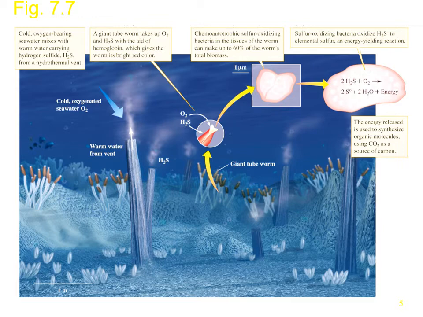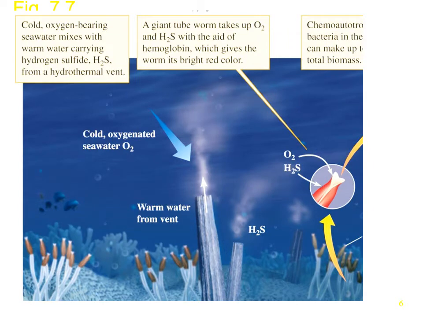This is a figure out of your book, and they're showing you how this ecosystem is structured. Just going to zoom in here, we can see that the nice cold seawater is mixing with this hot water coming out of these ocean vents. And so it's bringing down the temperature of the hot water to something that these organisms can live with. And that water contains hydrogen sulfide, which is coming out of the vents. So the giant tube worms bring in oxygen and hydrogen sulfide. They have hemoglobin in their system, so the top of the tube worm is actually red in color.